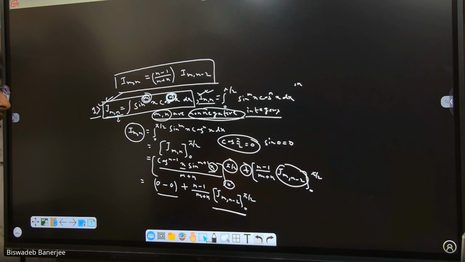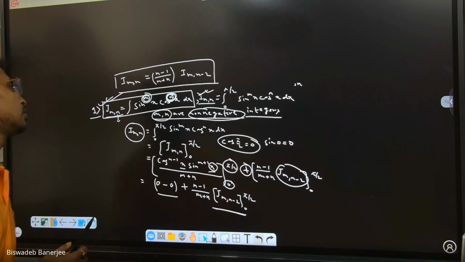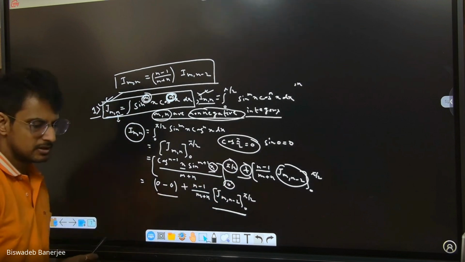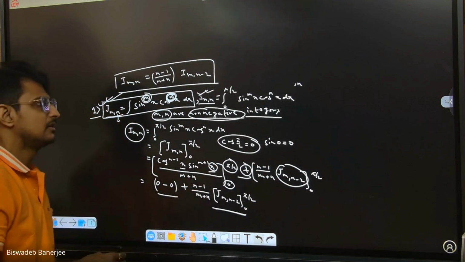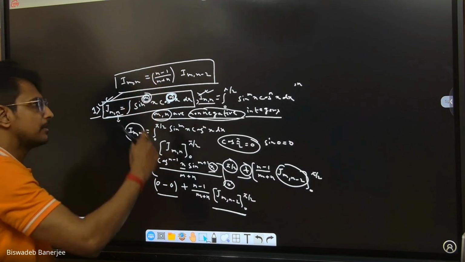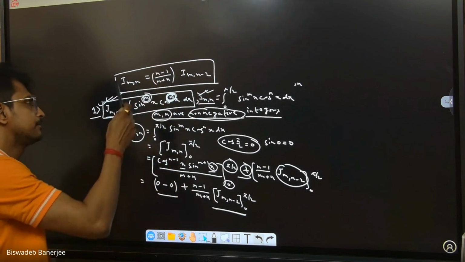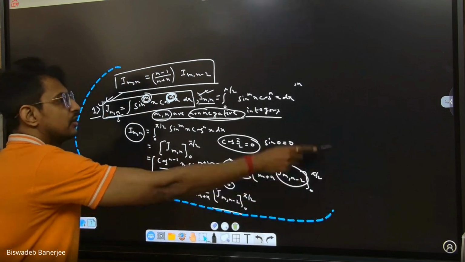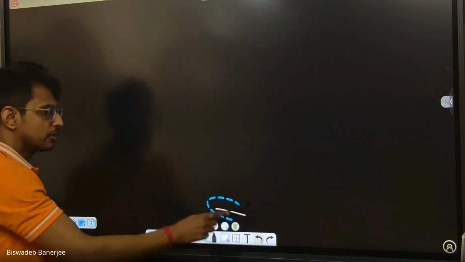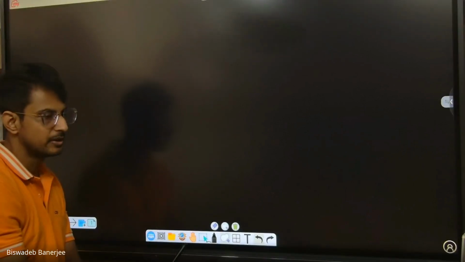So just remember a simple thing. Put a limit over j, we shall get I. And see that this sign will be plus. There's a slight mistake in this sign. You can check it. So this is my formula for I_{m,n}. I_{m,n} equal to (n minus 1) by (m plus n), I_{m,n minus 2}. So just go through this lecture video. This is my important result. Look at this result, it is very, very important.